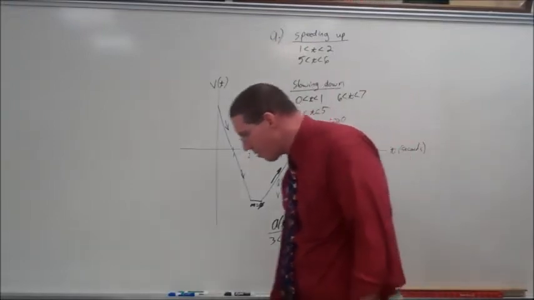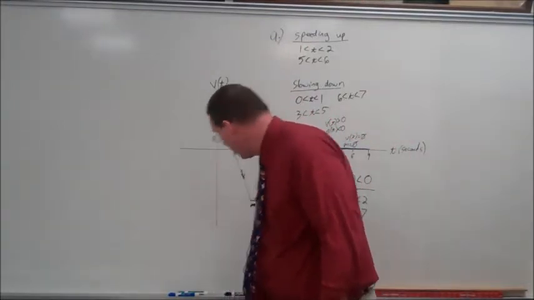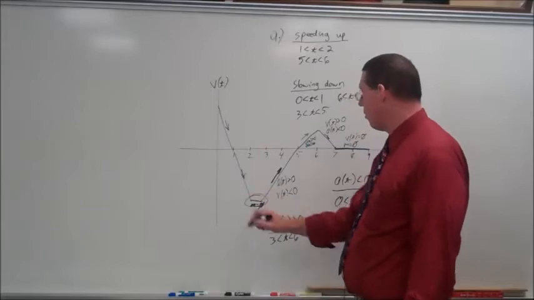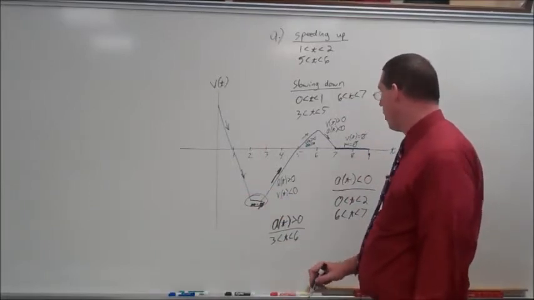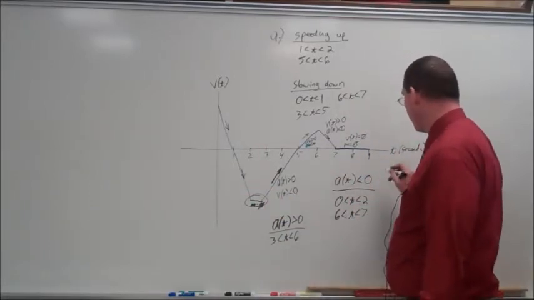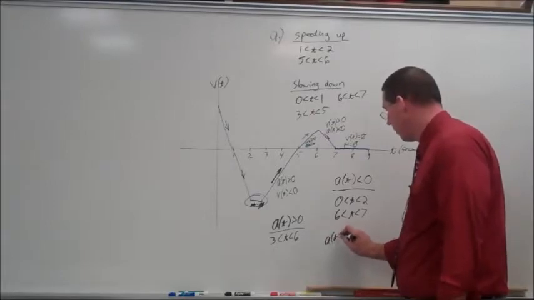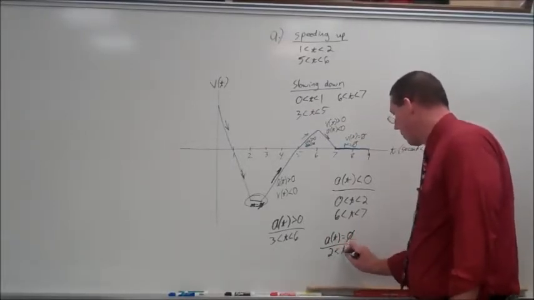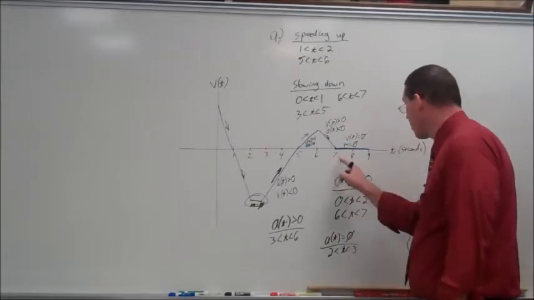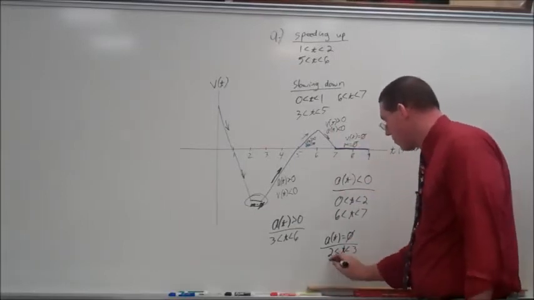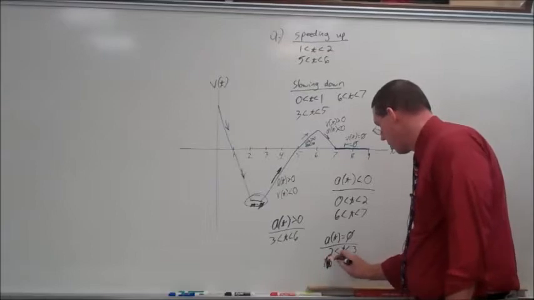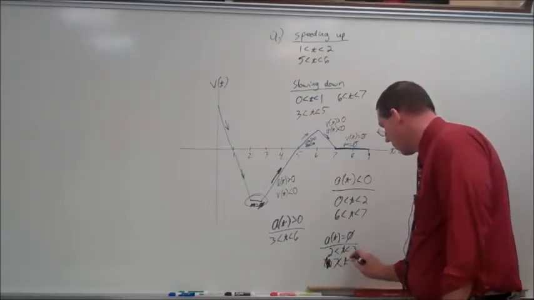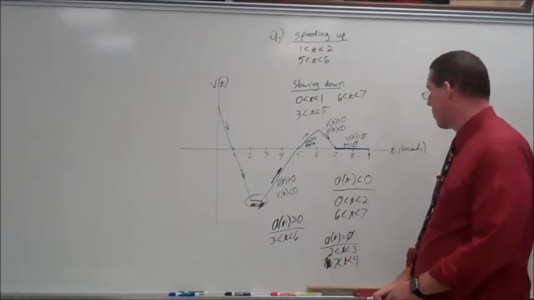And then it says, where is acceleration equal to 0? Well, it's from 2 to 3, where velocity has a slope of 0, and from 7 to 9. So a of t equals 0 from 2 to 3, and from 7 to 9, because velocity has a slope of 0. That's part B.